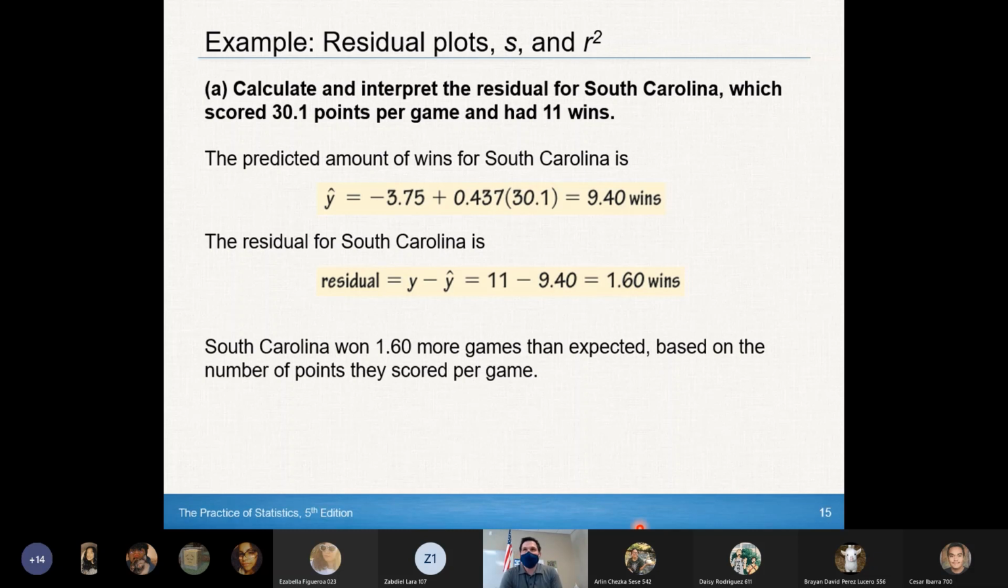South Carolina won 1.6 more games than expected, based on the number of points they scored per game. So essentially, they did better than expected, and that's what our results here show. So that's how we are interpreting the residual, based on the context.